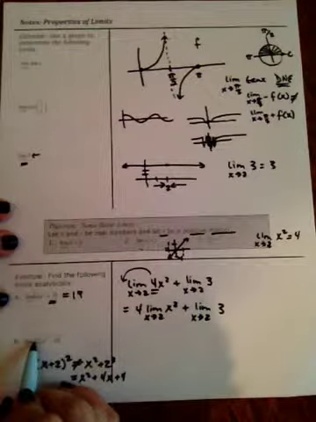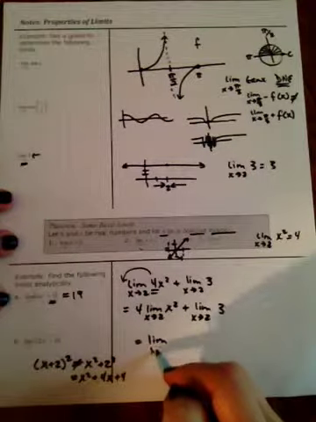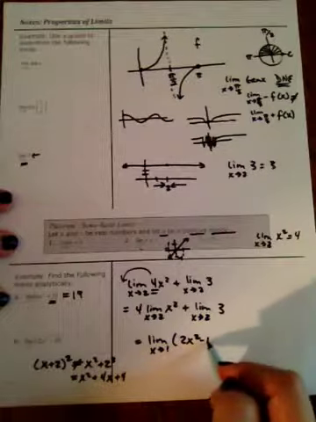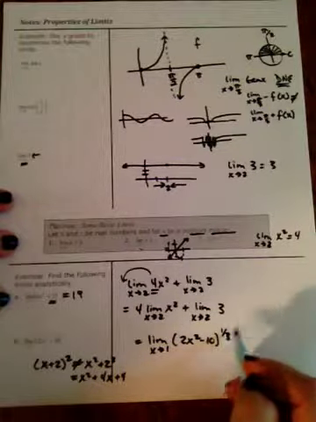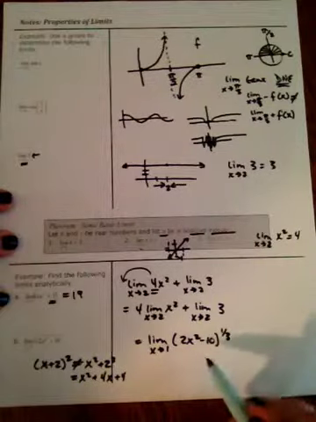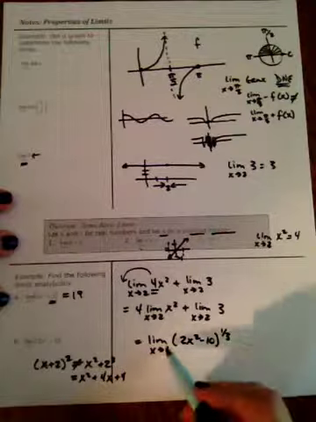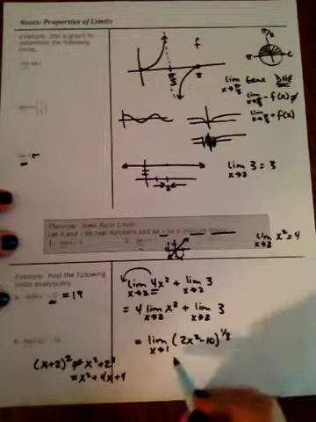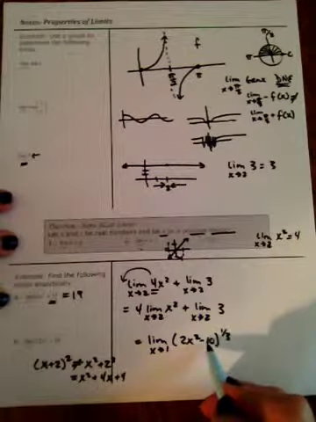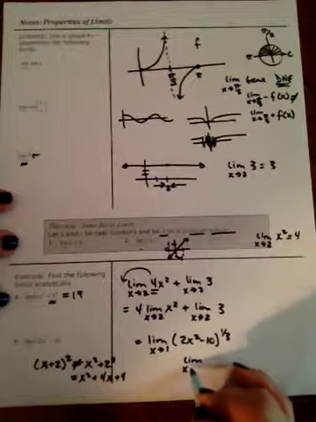This cube root is the same thing as a power. This is equal to the limit as x approaches 1 of 2x squared minus 10 to the 1/3. And just like you can't distribute here, you can't distribute here. But it's okay. The cube root will be a continuous function, and you can just plug in. So if I take the 1 and plug it in, I have 2 times 1 squared is 2, minus 10 is -8.